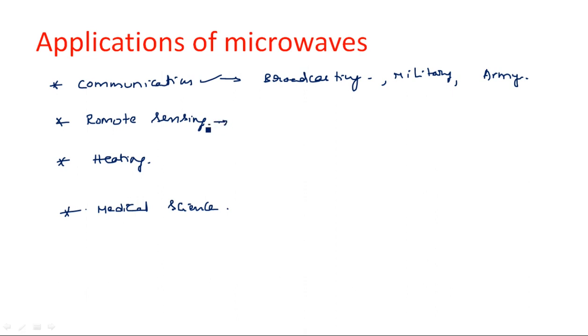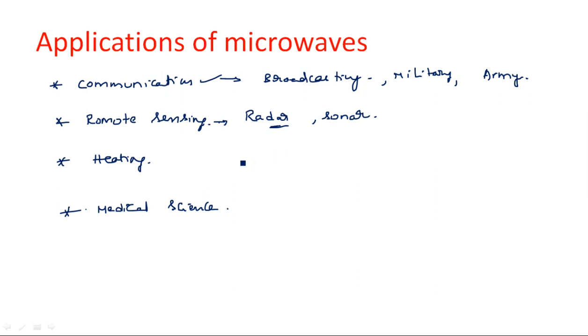Another thing is remote sensing. Many of you are familiar with this application. The most common application of microwaves is radar and sonar. Radar is used to radiate a pattern into free space. Whenever any object is there, reflections happen, and that is used to find the object in free space. If any object is there, the necessary action will be taken care of by the system.